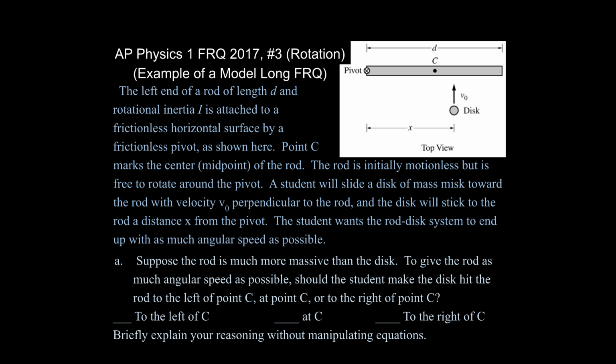So essentially you have a rod right here that's motionless to begin with, a disc that's moving, and it's going to have a collision here. And if you want to read more about the problem, go for it. Part A says, suppose the rod is much more massive than the disc. So this is much more massive than this, all right? To give the rod as much angular speed as possible, should the student make the disc hit the rod to the left of point C, at point C, or to the right of point C?